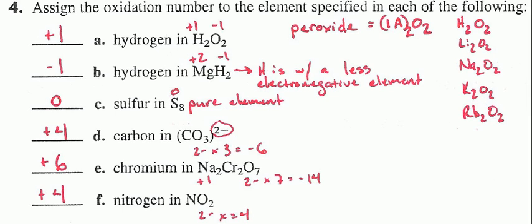Number 4, assign the oxidation number to the element specified in each of the following. So looking at this H2O2, what is hydrogen? Now, hydrogen can either be a +1 or a -1, so we really only have two choices. What I want to point out here that's a special circumstance is the oxygen. Hopefully you know that oxygen most of the time is a -2. The only time it's not a -2 is if it's either bonded to fluorine or if it's in a peroxide.